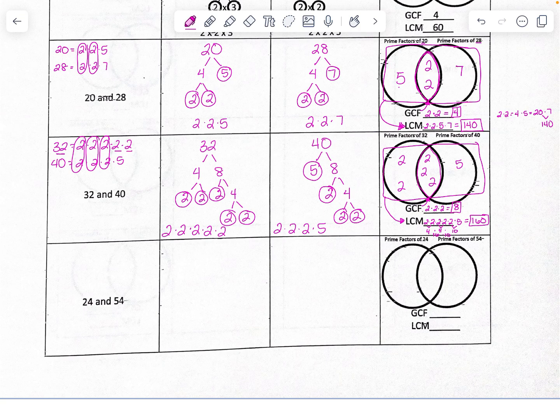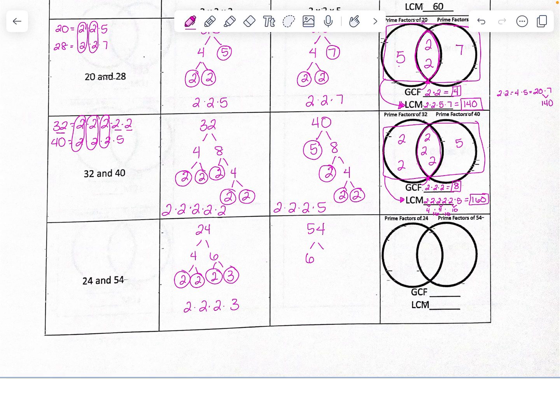Okay, we're going to do one more together. 24 and 54. Again, you can pause this and work it out and check your work. I'm going to start with 4 and 6. Neither are prime, so I have to keep going. 2, 2, 2, 3. 24 would be 2 times 2 times 2 times 3. 54, I'm going to do 6 times 9. Neither are prime. 2 and 3. Then 3 and 3. 2 times 3 times 3 times 3.